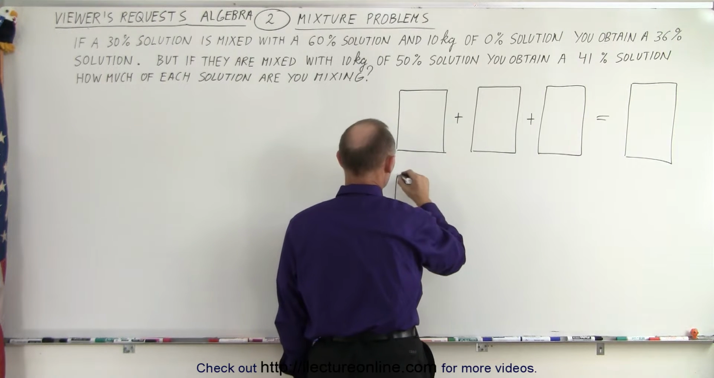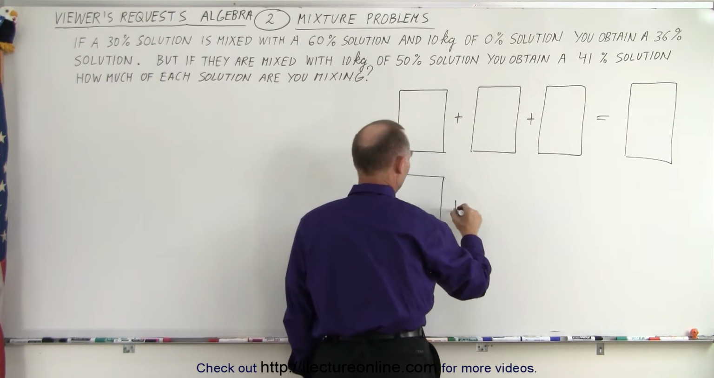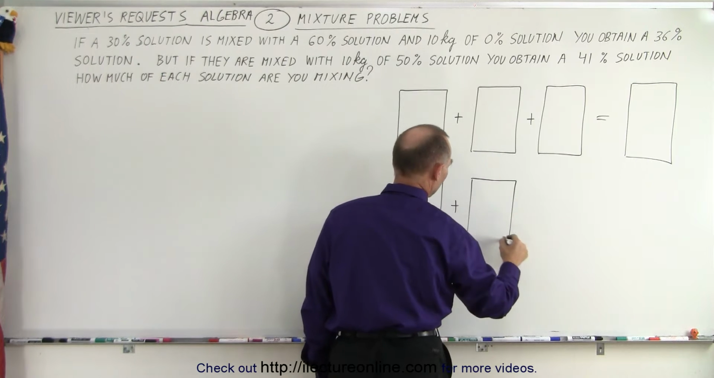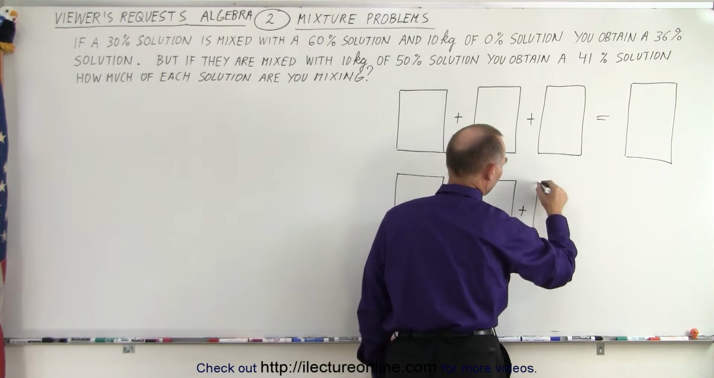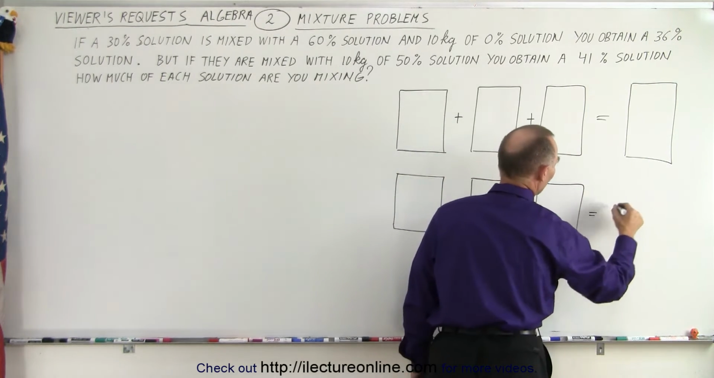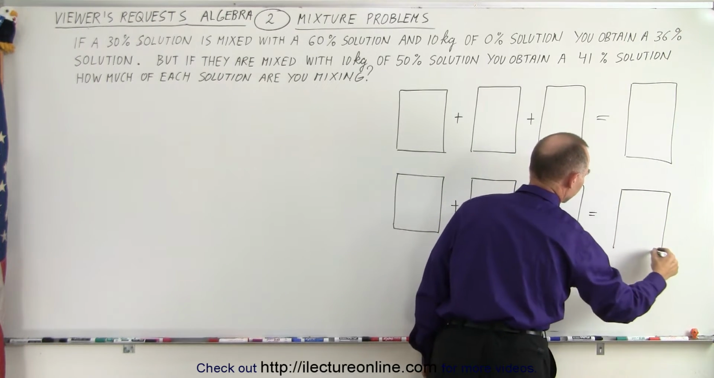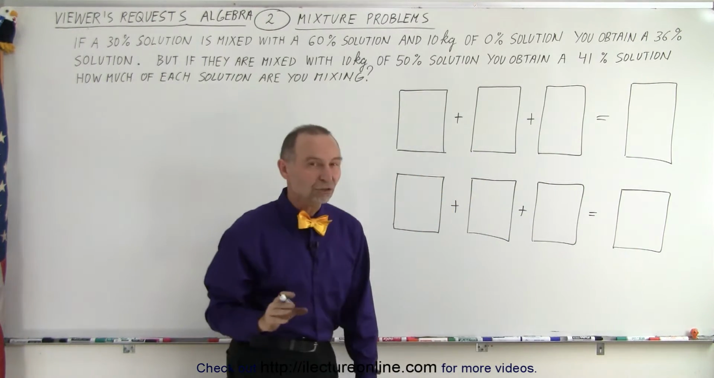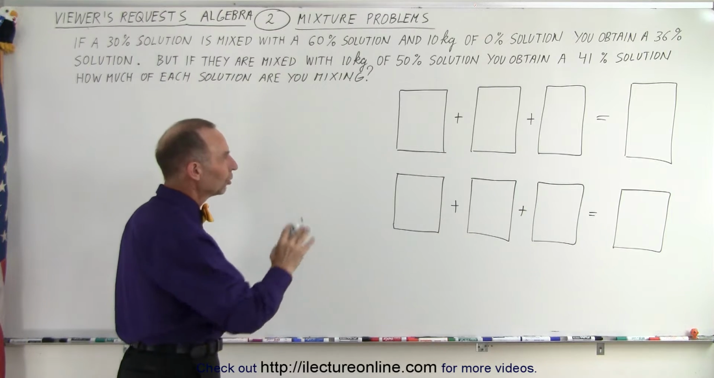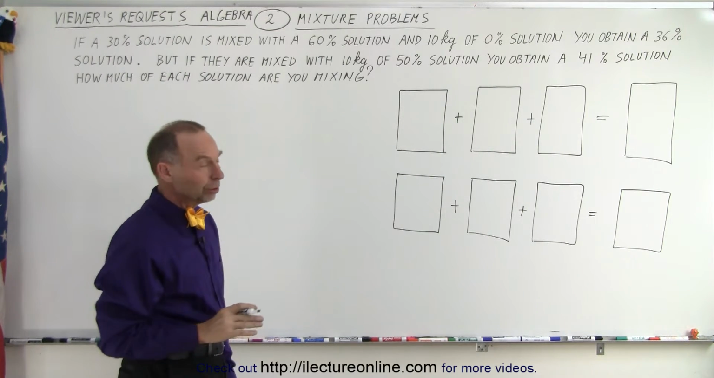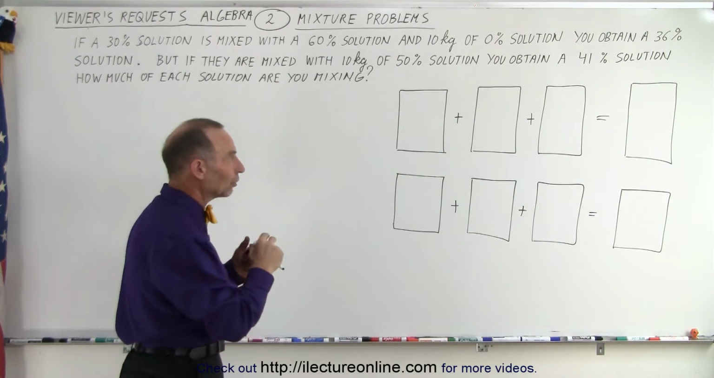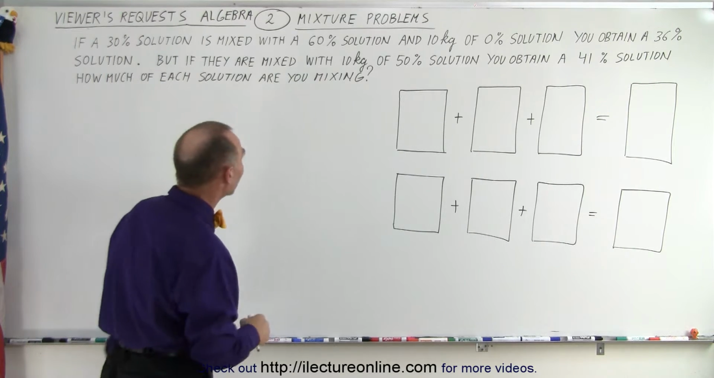So again, three boxes added together representing the three solutions that are being mixed, and that ends up with a final solution. So in each box you need to put in two things: the percent of the solution and the total amount of the solution. So let's go one at a time and see what we have.